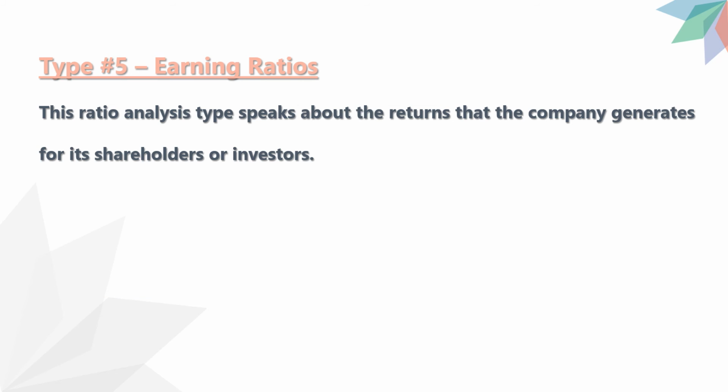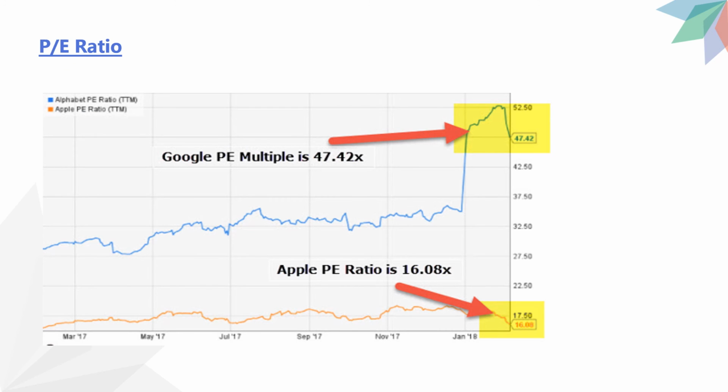Type number 5 and last ratio for today's course, earnings ratios. This ratio analysis type speaks about the returns that the company generates for its shareholders or investors. PE, price of earnings ratio. Blue, Alphabet ratio TTM. Orange, Apple ratio TTM. Google price of earnings ratio is 47.42x. Apple price of earnings ratio is 0.08x.